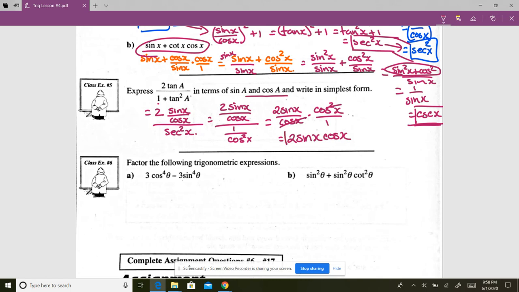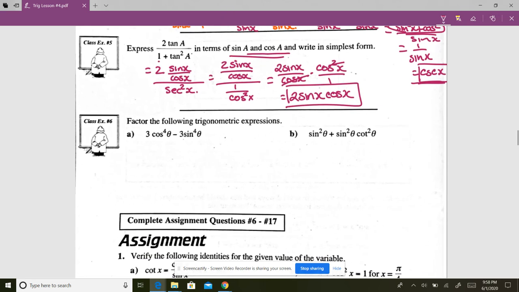And that's it. Later on we'll learn that's a double angle identity, but right now we don't know that, so we're done. We've written everything in terms of sine and cosine, which is what they asked us to do. Okay.